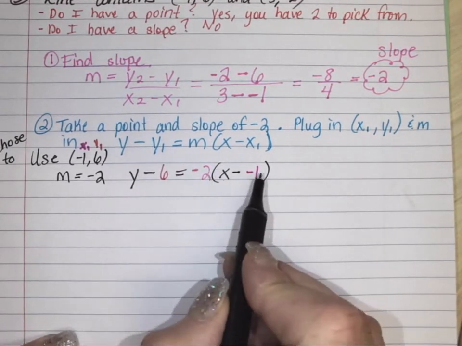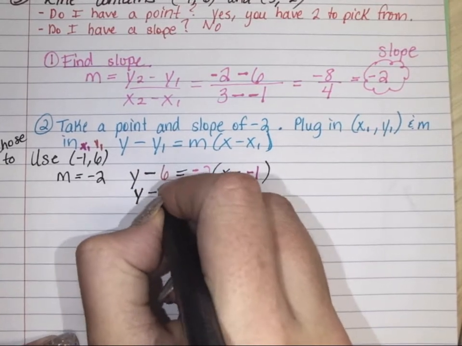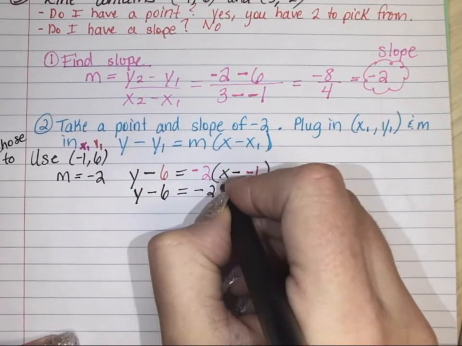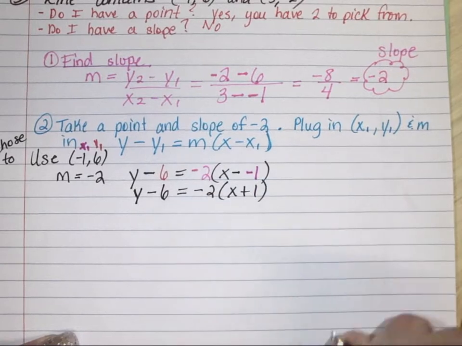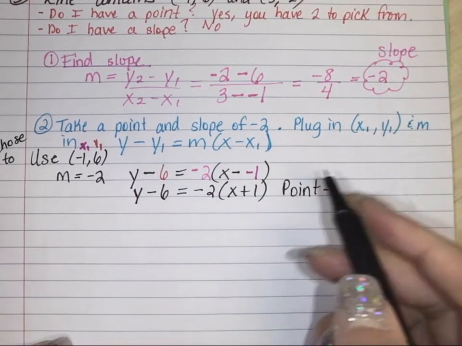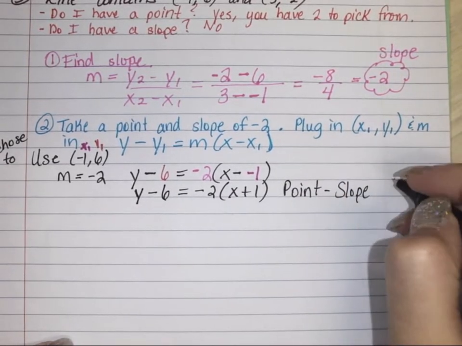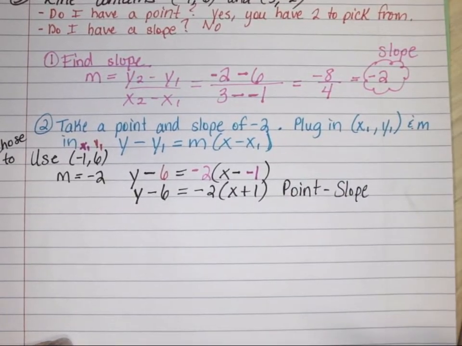We always clean this up inside. So y minus 6 equals negative 2 times x plus 1. This is what it would look like if you left it in point slope. You don't have to distribute. Just clean up inside if you need to. So that's point slope.